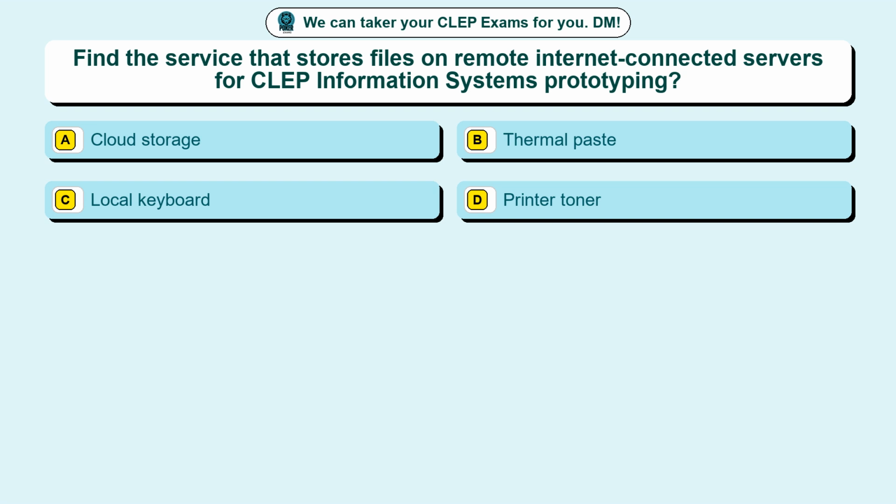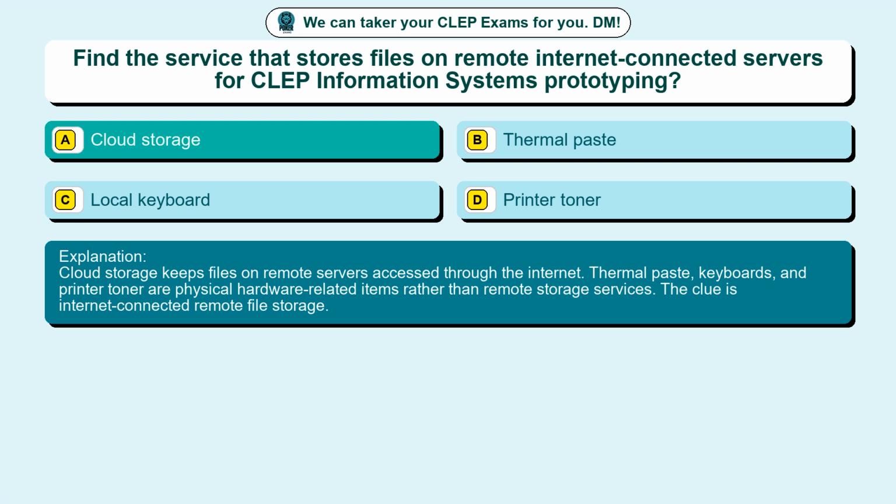Option D, printer toner. The correct answer is option A, cloud storage. Cloud storage keeps files on remote servers accessed through the internet. Thermal paste, keyboards, and printer toner are physical hardware-related items rather than remote storage services. The clue is internet-connected remote file storage.